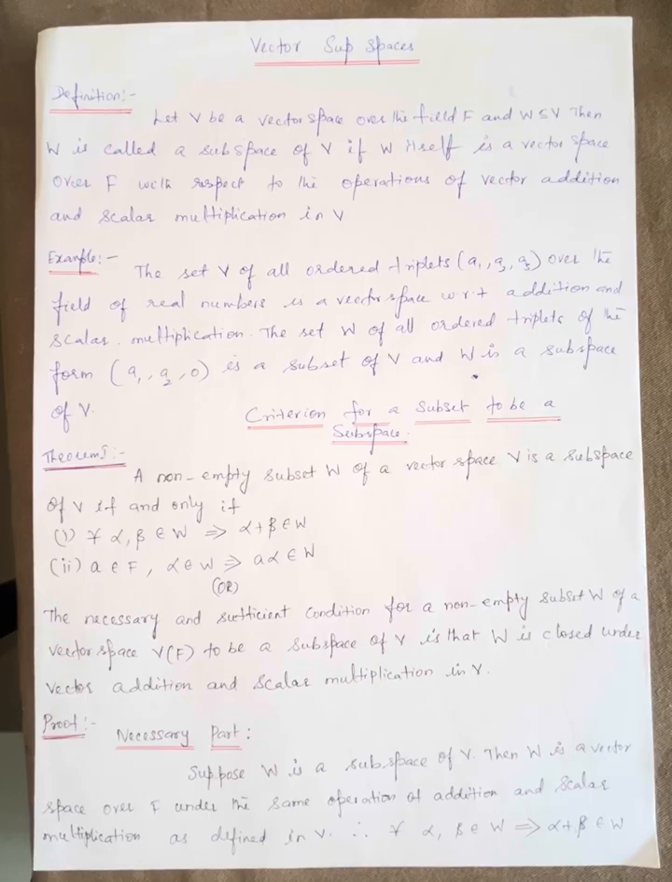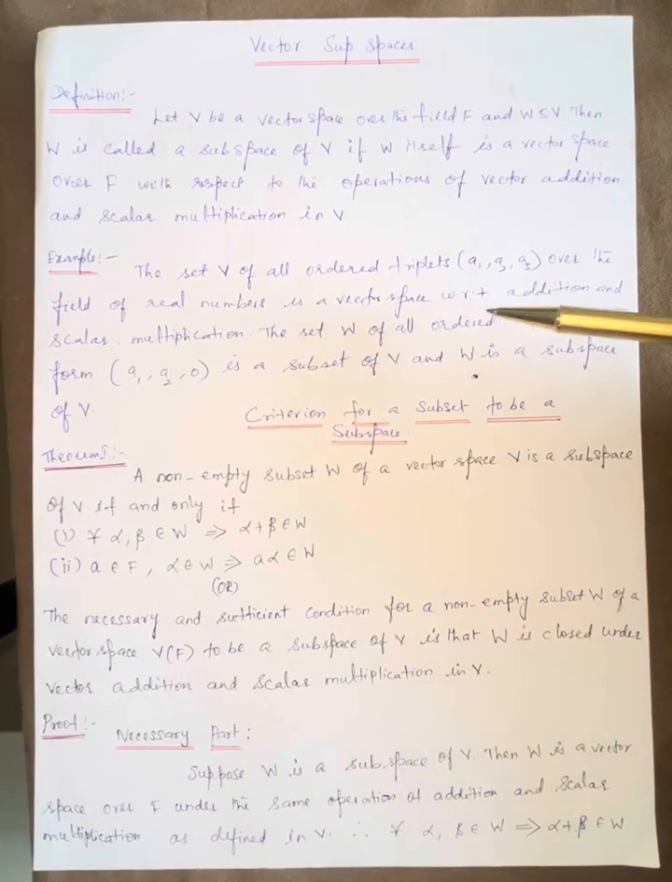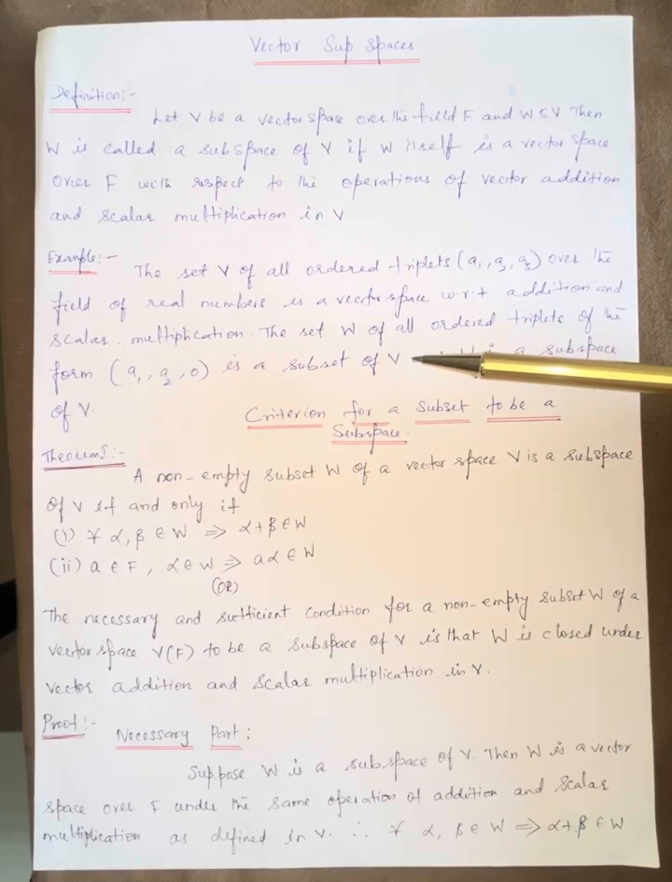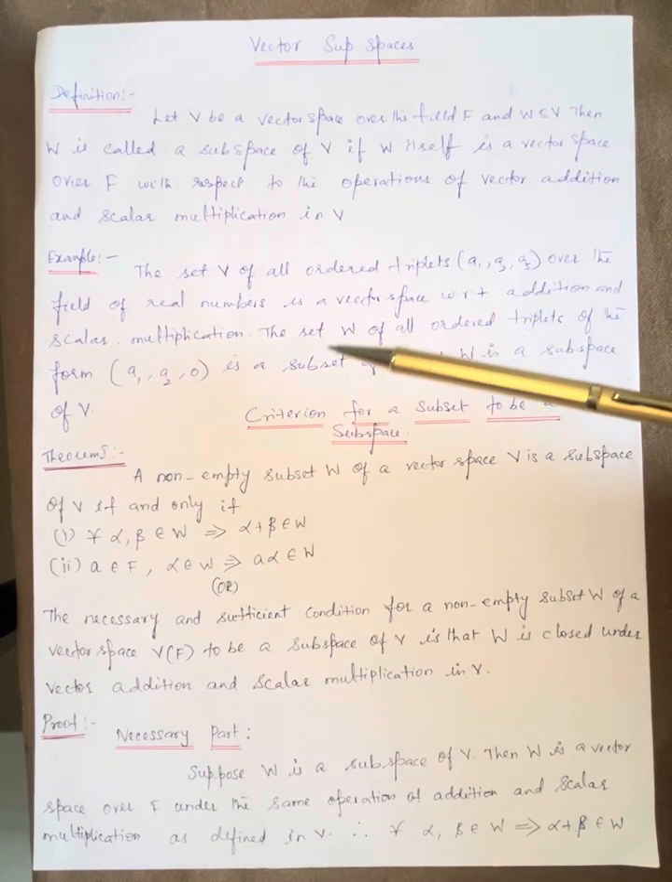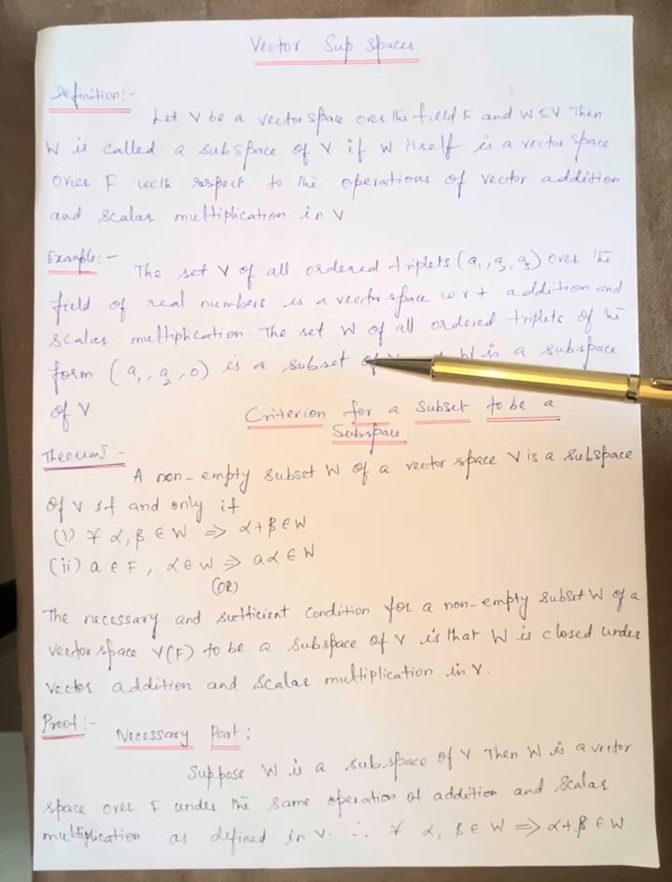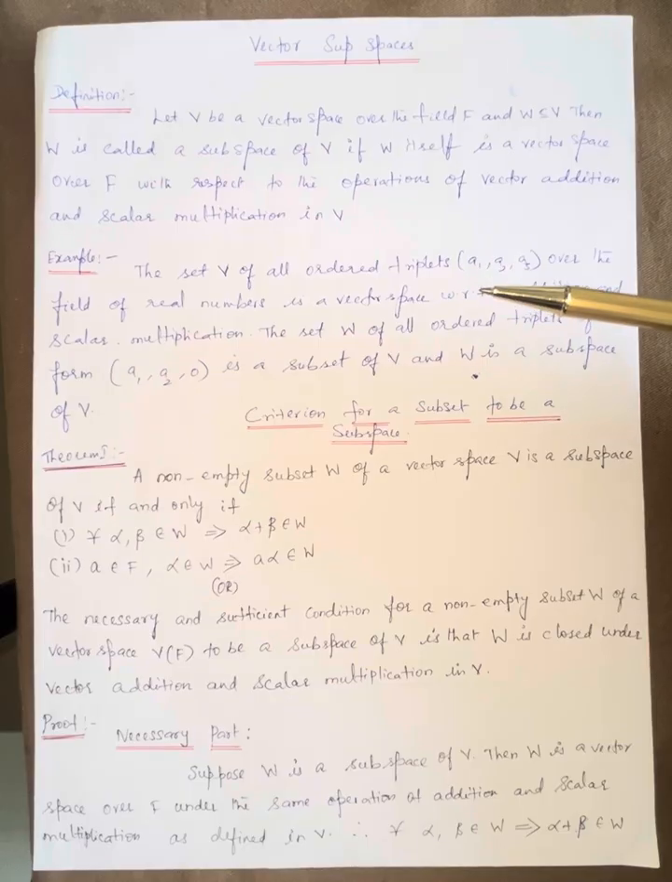For example, the set V of all ordered triplets (a1, a2, a3) over the field of real numbers is a vector space with respect to addition and scalar multiplication. The set W of all ordered triplets of the form (a1, a2, 0) is going to be the subset of V, and this is also a subspace of V because it obeys all the axioms of a vector space and it is a subset of V, and hence it's going to be the subspace.